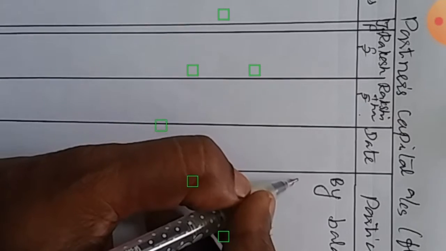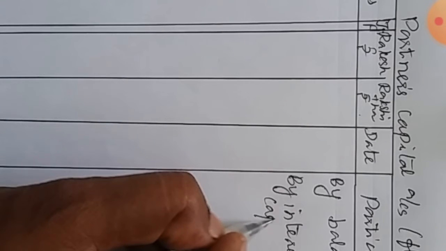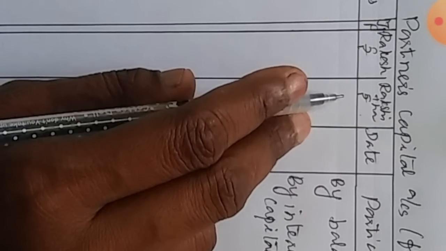Okay. Now after this, what is next? Opening capital of Rakesh and Rakshita. After this we shall write the interest on capital, which is given in the question. Interest on capital is an income to the partner, so we show this on the credit side of the partner's capital account.